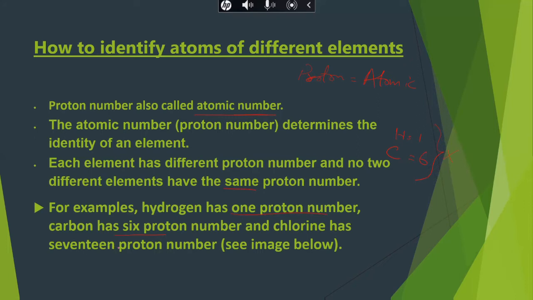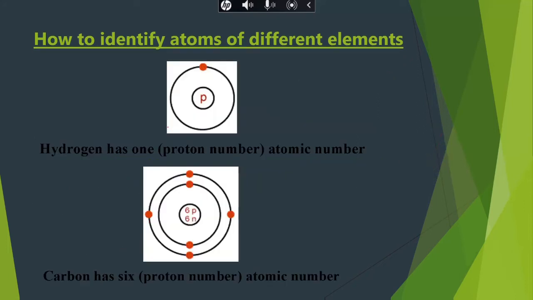All right, that's what I'm talking about here. You can see the atomic structure of hydrogen. The proton number of hydrogen is 1, so the electron number will also be 1, because the number of protons should always be equal to the number of electrons. So both will be the same. Here in a shell, you can see 1 electron revolving around the nucleus. 1 proton, 1 electron. This is the structure of hydrogen.